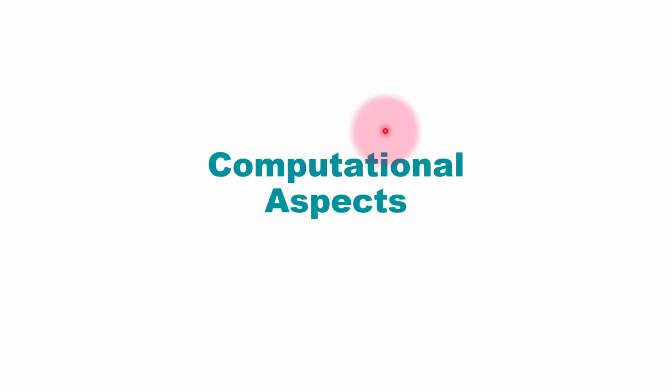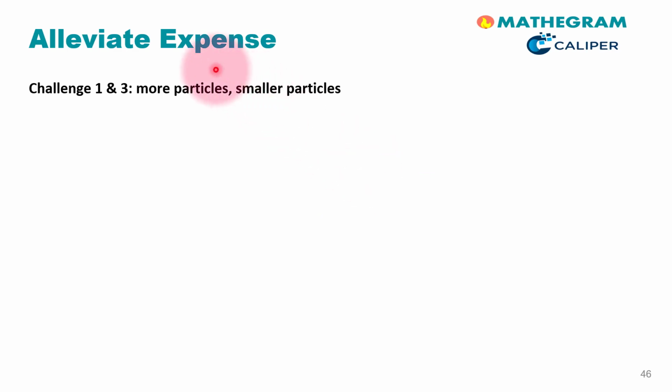Our final chapter is dedicated to computational aspects when simulating polydispersed granular materials with the DEM. Specifically, we ask ourselves how to alleviate the extreme computational expense of polydispersed DEM simulations that we have shown already at the beginning of this unit. First, we want to attack the previously mentioned challenges 1 and 3, meaning more particles and smaller particles need to be simulated in polydispersed granular materials.